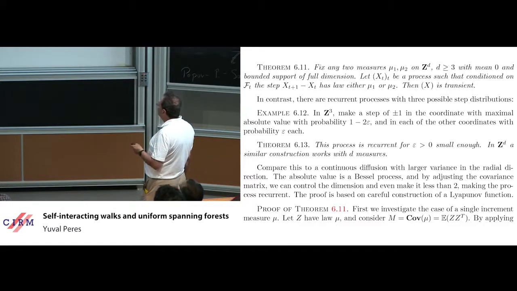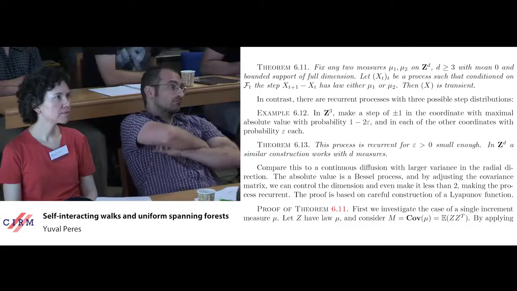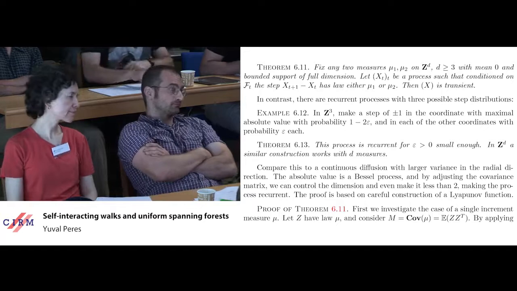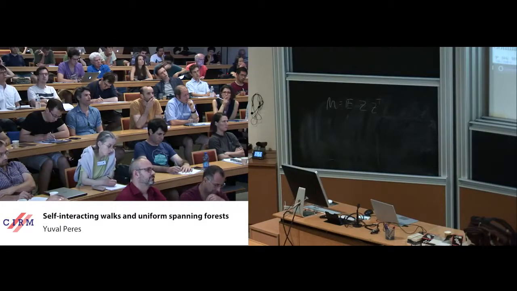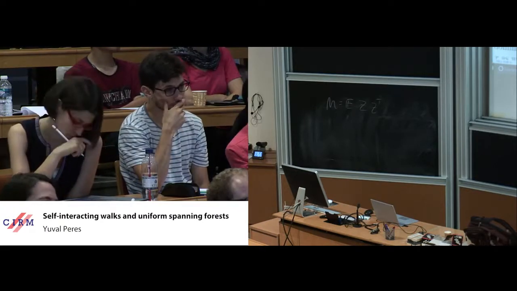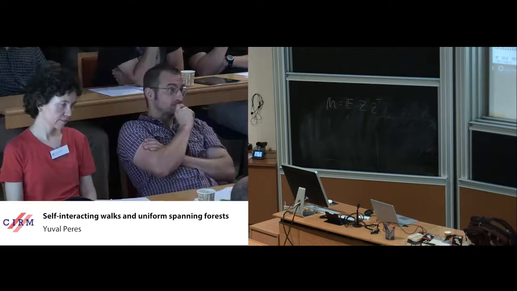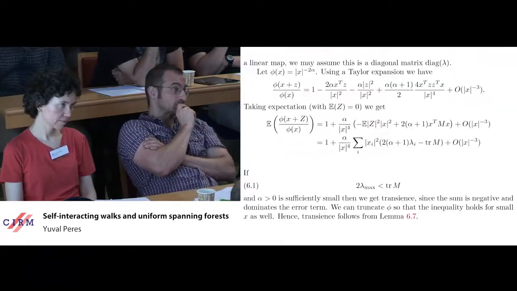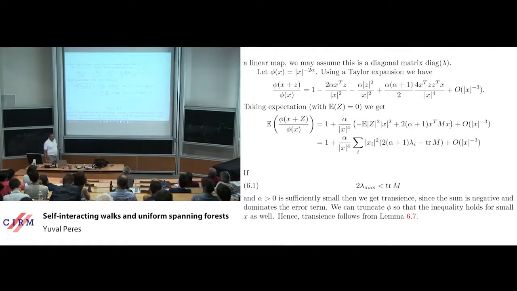So let me explain what's going on here. M is the covariance matrix for the walk. So the matrix M is the expectation of Z Z transpose. So it's the covariance matrix of the walk. And the lambda_i are the eigenvalues of this matrix, and the trace of M is also the overall variance of the walk, so the sum of the variances of all the coordinates.